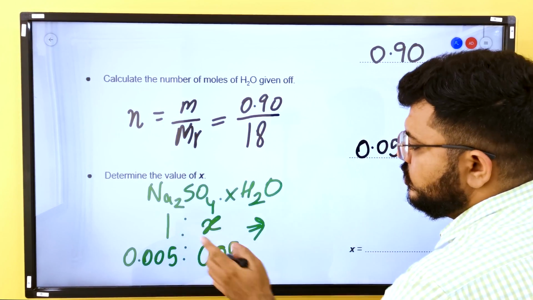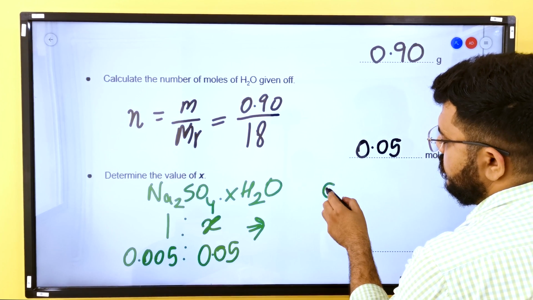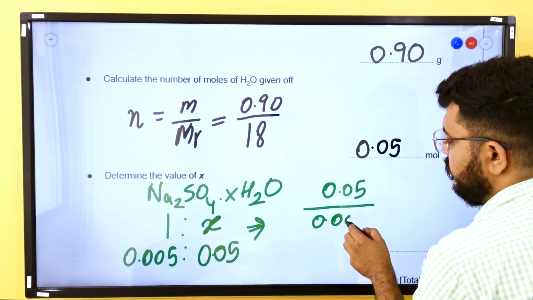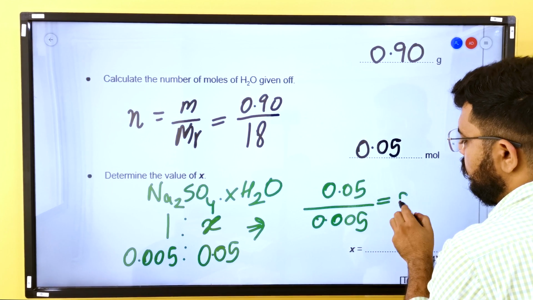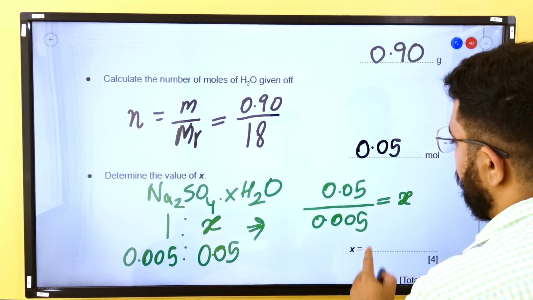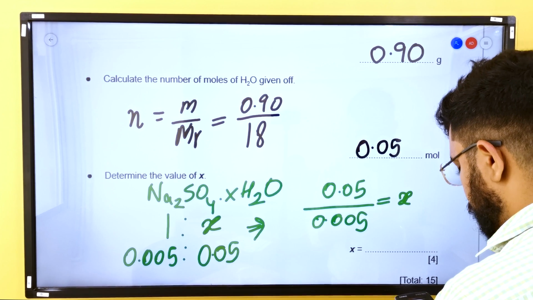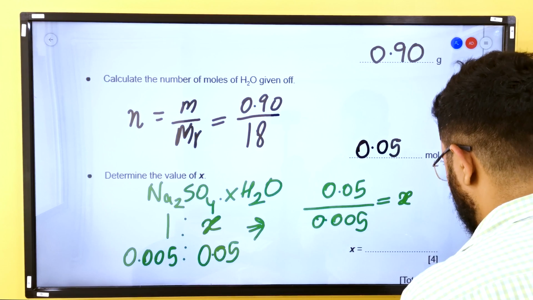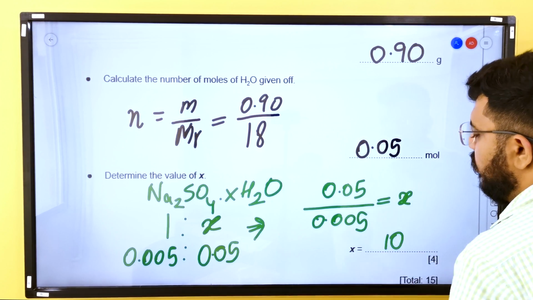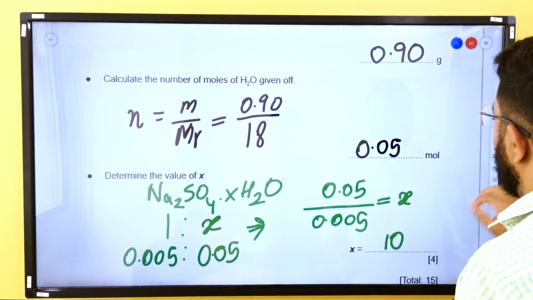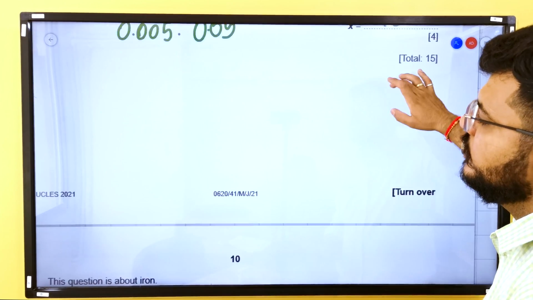So on cross multiplying, you have 0.05 upon 0.005 will be equal to x, correct? Let's divide this quickly. You have 0.05 divided by 0.005. This is 10. The value of x is 10 for us. Okay, let's go to the next question.